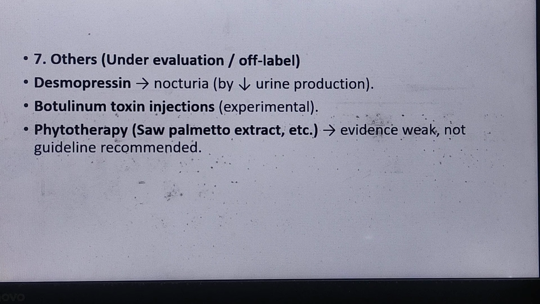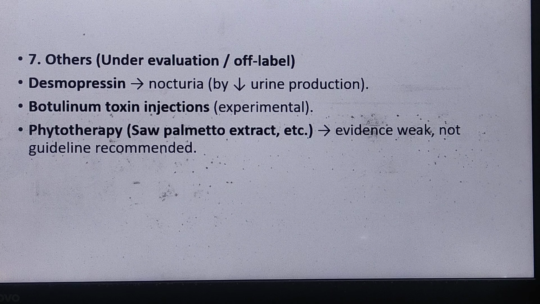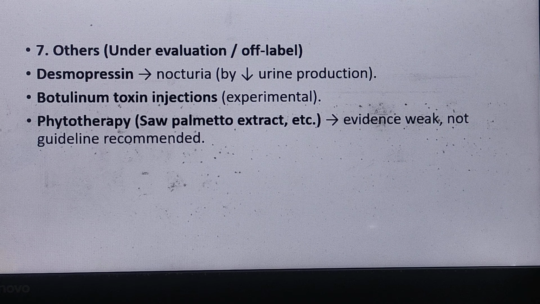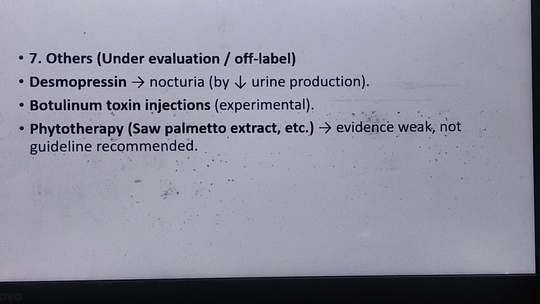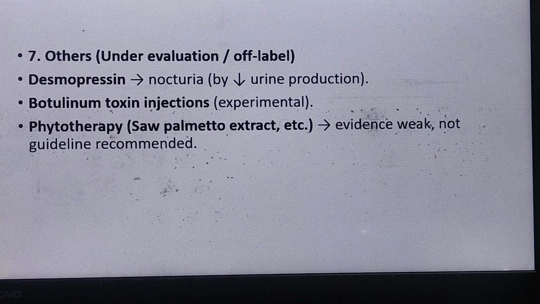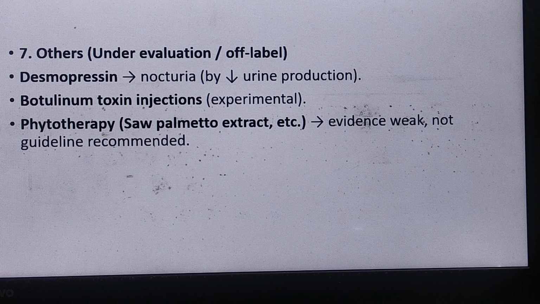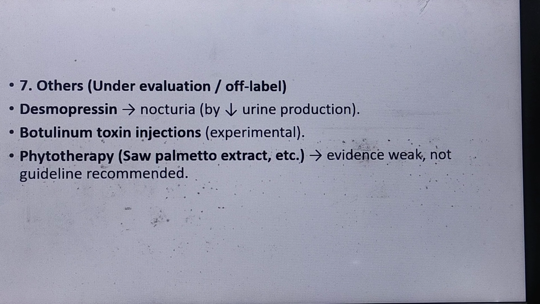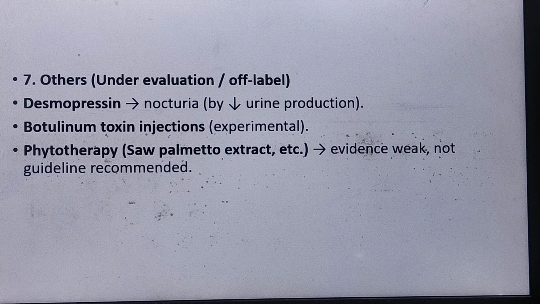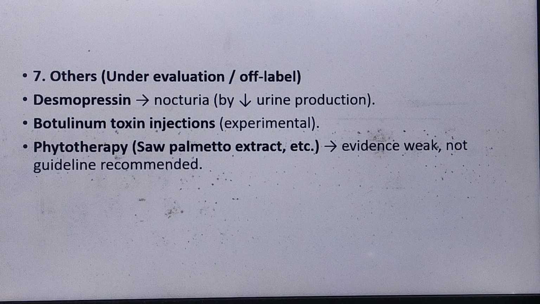Coming to some other drugs which are under evaluation or are used by off-label. So first one is the desmopressin. Desmopressin, it decreases the urine production, and it is helpful in the treatment of nocturia. Nocturia means the patient gets urination at the night time frequently.